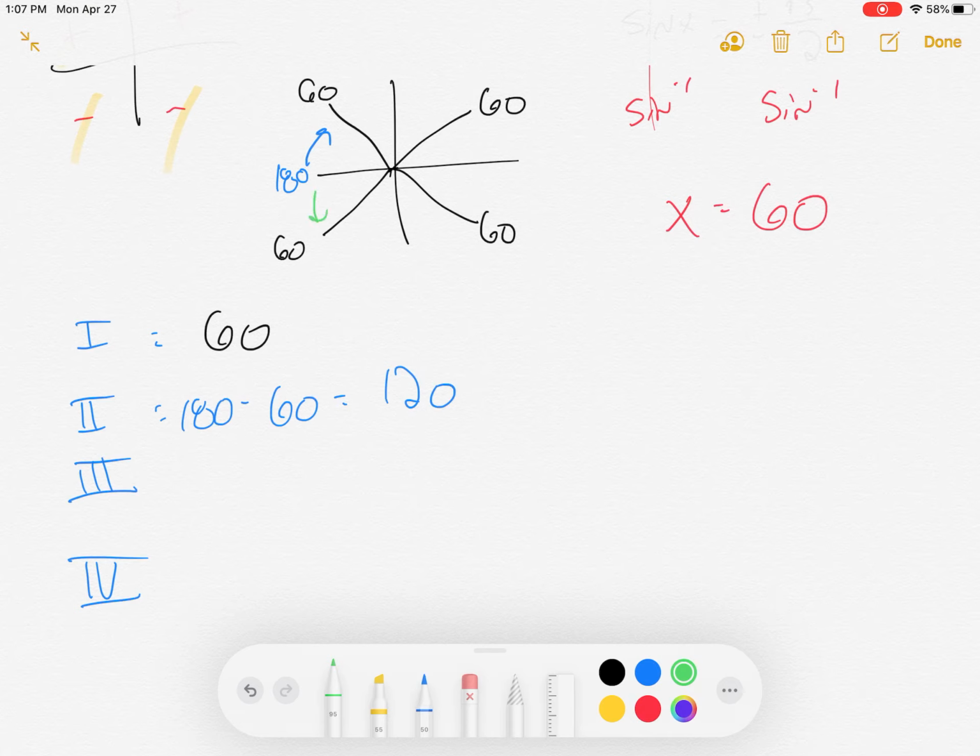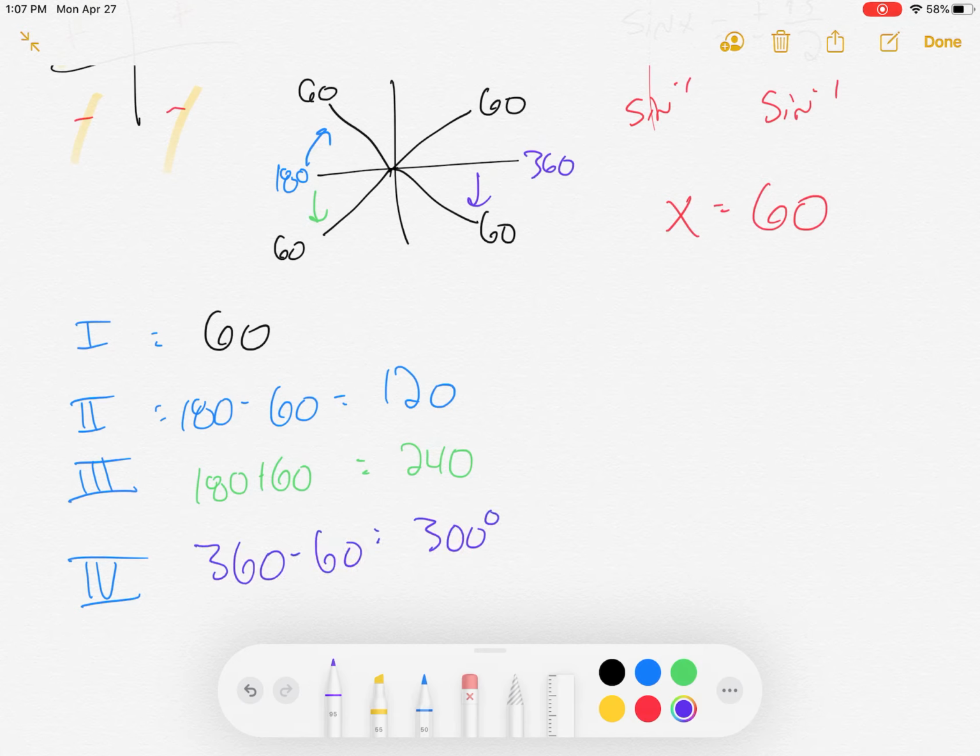In quadrant 3, I'm going forward 60, so I'm going to do 180 plus 60, which is 240. Quadrant 4, I'm going back from 360. 360 minus 60 is 300 degrees. There are your 4 answers for number 3.